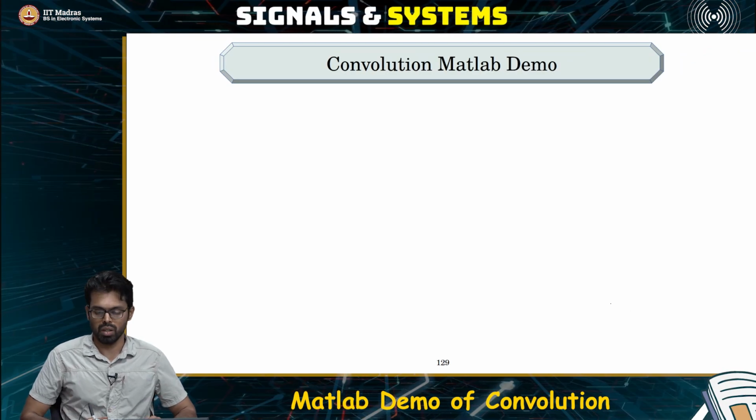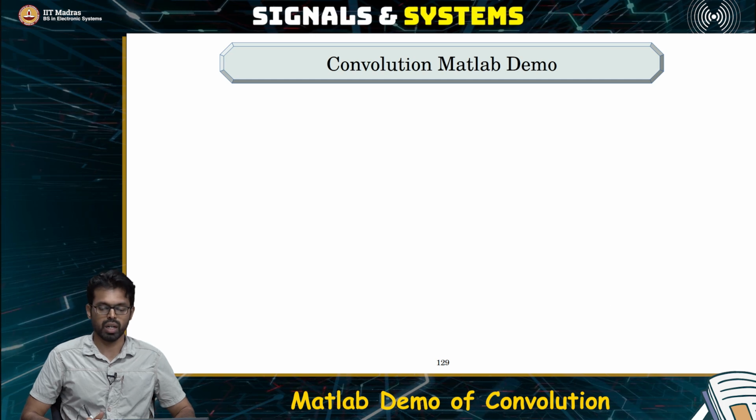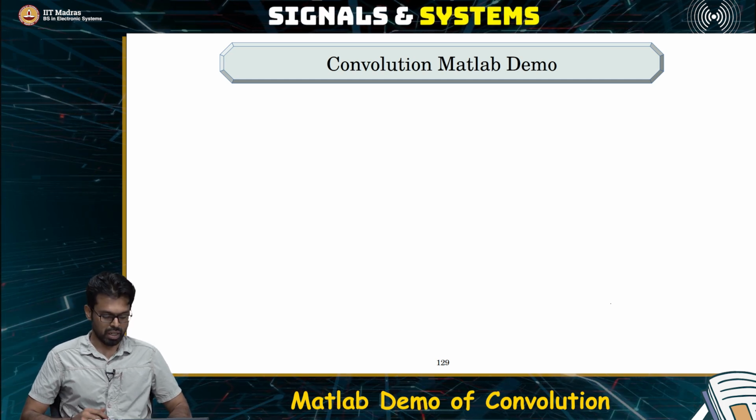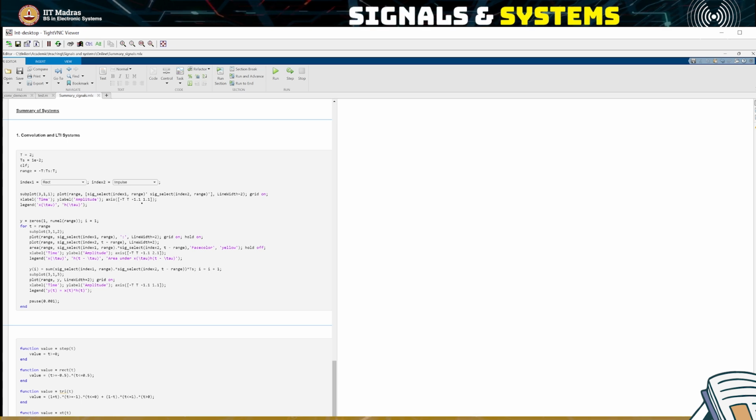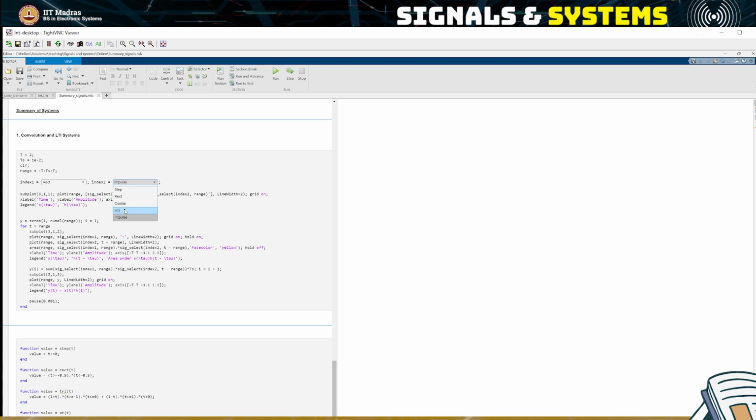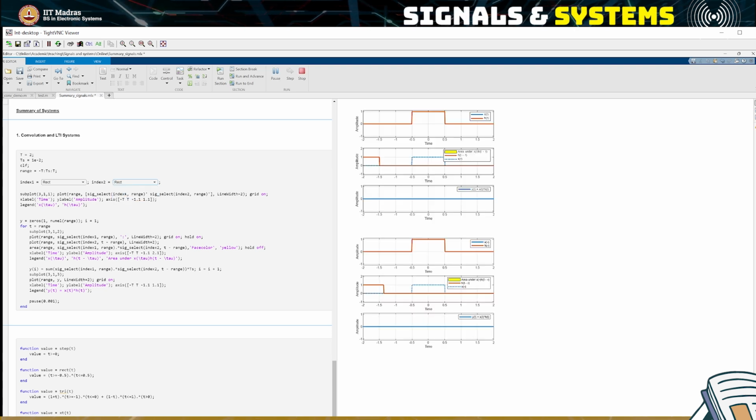Let's see some Matlab demo with which we can understand these convolutions a little better. This code is available to you. You can take this code and play with it, change different signals, and see what happens. The first thing that we'll do now is try to convolve a rectangular signal with a rectangular signal itself, and then see what the output is.